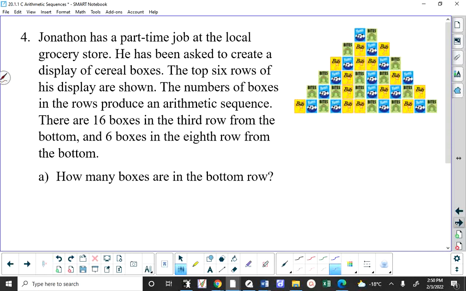The top 6 rows of the display are shown. The number of boxes in the rows produce an arithmetic sequence. You can see that, right? If you start at the top, you add 2 boxes each time. If you start at the bottom, you take away 2 boxes each time. This is an important idea, everybody. If you're going to call the top row T1, I'm not saying we're going to, then d is 2. If you're going to call the bottom row T1, then d is negative 2. And we are going to have to call the bottom row T1.